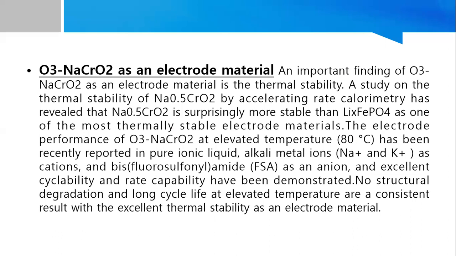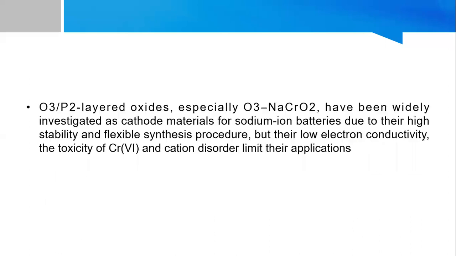The electrode performance of O3 NaCrO2 at elevated temperatures such as 80 degrees Celsius has been recently reported in pure ionic liquid, with alkali metals sodium and potassium ions as cations and bisamide FSA as an anion. Excellent cyclability and rate capability have been demonstrated. No structural degradation and long cycle life at elevated temperature are consistent with the excellent thermal stability as an electrode material. So this was one of the electrode materials, a positive electrode material, which can be used. So let's see what the next slide says.